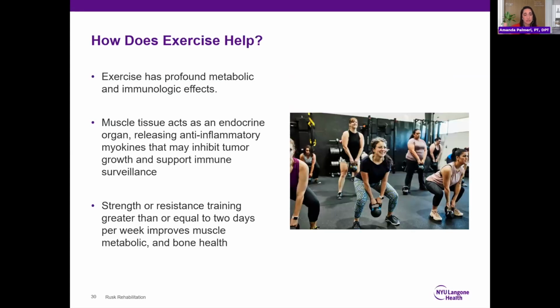How is it that exercise can help us? Well, when we really look at the physiology of muscle, it acts as part of the endocrine system in helping to release anti-inflammatory myokines that can inhibit tumor growth and support immune surveillance. So that's why we promote both aerobic and resistive exercise, both during cancer treatments, but also even afterwards.